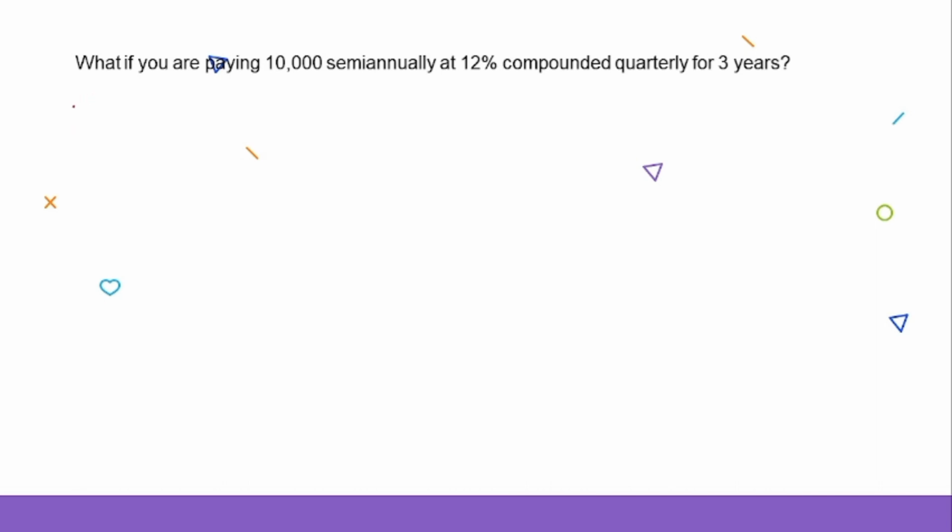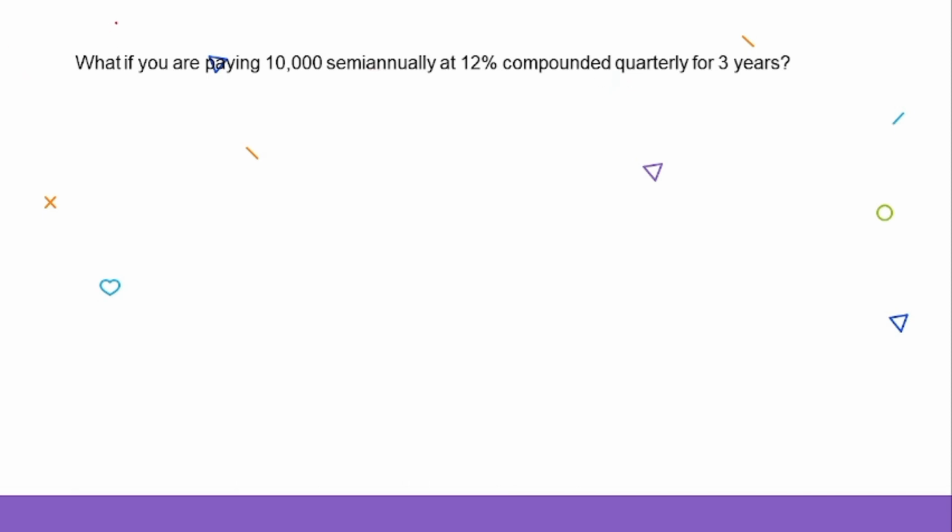Okay, so another case in solving for annuity is kapag hindi nag-jive yung compounding natin with our payment. So in this example, what if you are paying 10,000 semi-annually at 12% compounded quarterly for 3 years? So in here, the compounding is more frequent than the payment. Ang compounding natin is quarterly, ang payment natin is semi-annually. So 4 times ang compounding niya, but then the payment is twice a year lang. So in this case, we will solve it in a way na dapat pareho sila. If the payment is semi-annual, the compounding must be semi-annual too.